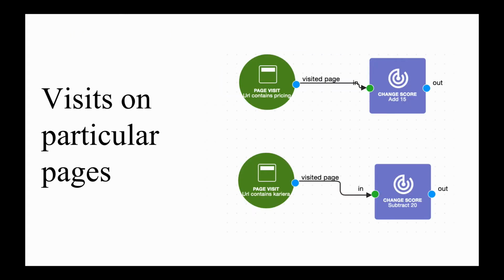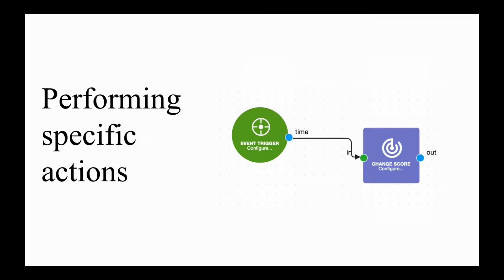Another example, visits on particular pages. We discussed the idea with pricing and career, right? So if somebody comes to my pricing page, every visit can result in changing the score plus 15, plus 15. So whenever somebody comes, the points would be added. On the other hand, if we have a person that is not really interested in our prices or product, and just wants to work with us, we can deduct the points. The person can be super valuable as a human being, but the person will not actually buy anything from us.